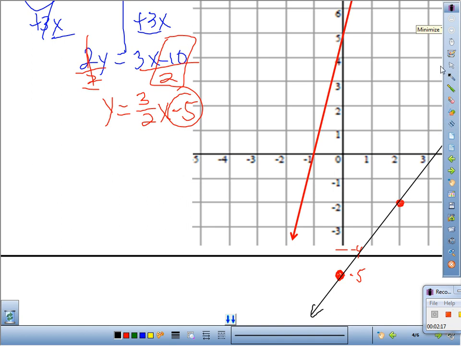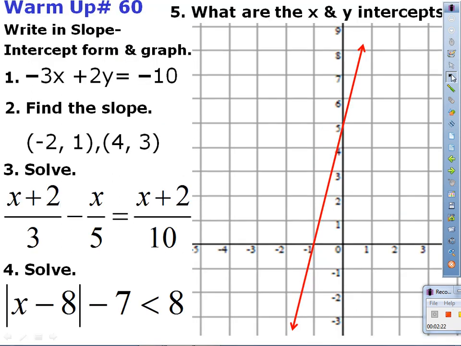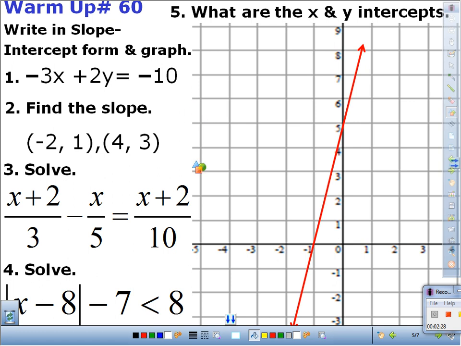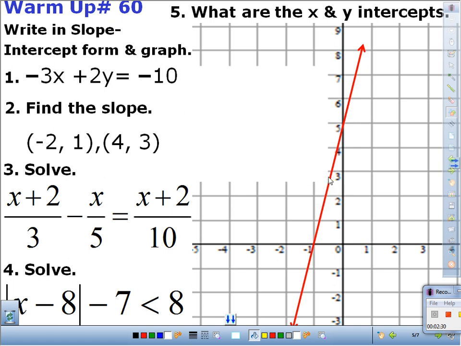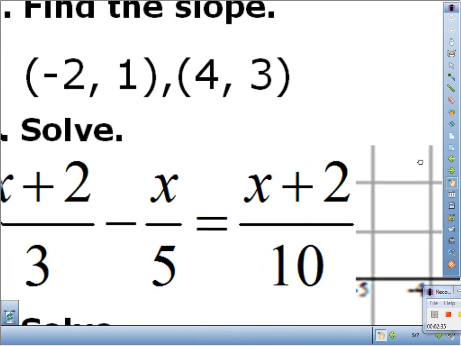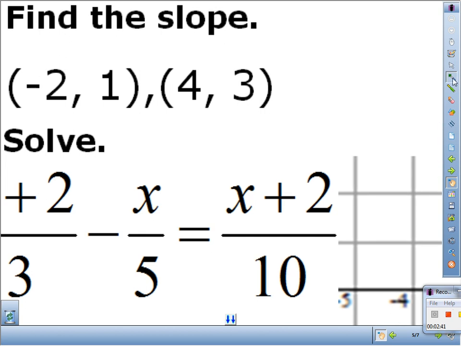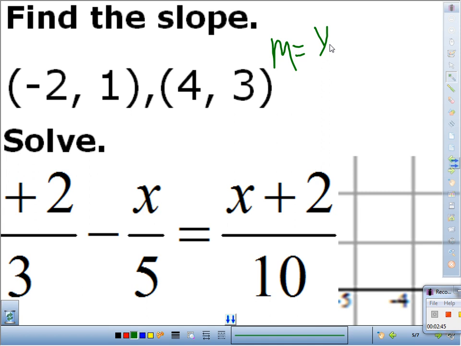Number two. It says find a slope. I'm going to do that on the side over here. So I'm going to make some space here. And I'm going to zoom in for number two. And I said find a slope. The very first thing you should have written is m equals y sub 2 minus y sub 1 over x sub 2 minus x sub 1.